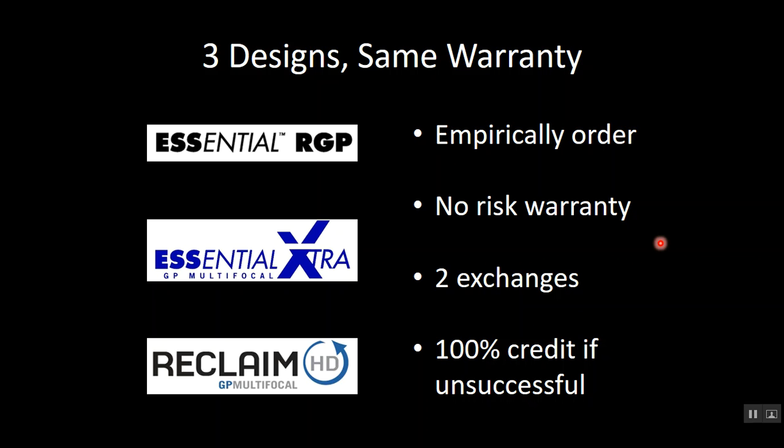The nice thing about the Essential series is they allow us to empirically order. We don't need a trial set, although you can get one. There's no risk to trying the lenses. If they're unsuccessful, we can return them for full credit, and we have 2 exchanges to try to get the fit right. Again, 100% credit if unsuccessful.